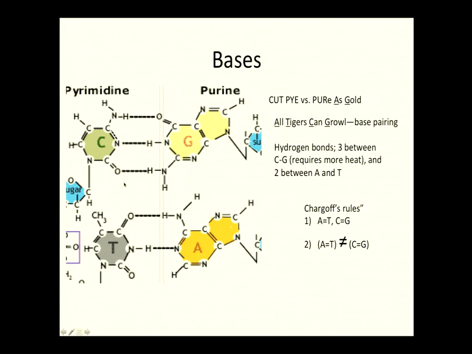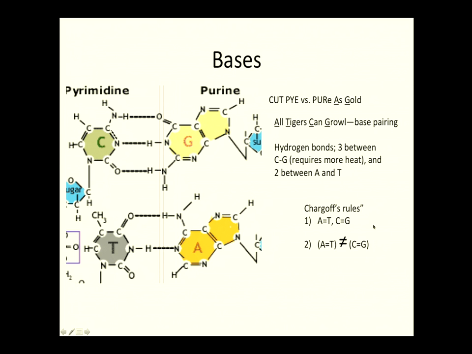And because we have more hydrogen bonds between C and G, that requires more heat to break these bonds during any reaction, whether it's PCR or transcription or any procedure that requires the breakage of these bonds. As you can see, pyrimidines have only 1 ring and purines have 2 rings, right?